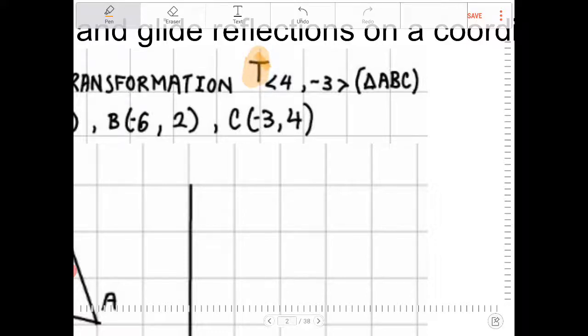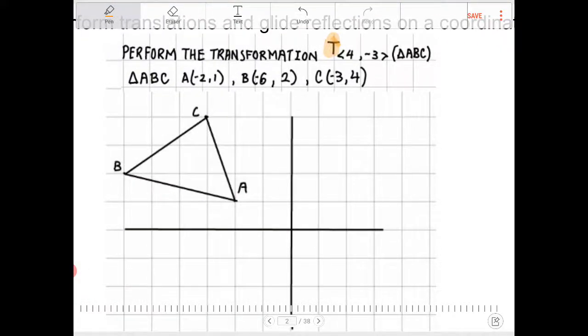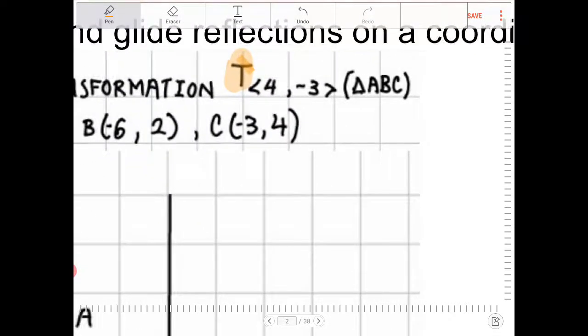The T here stands for translations. As we studied in the previous video, a translation means to move things around either horizontally or vertically or a combination of both. And there's a notation here. This thing right here, in mathematics we refer to as a vector. And a vector is basically something that has direction.